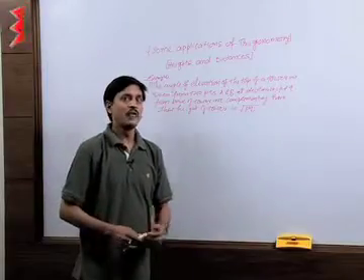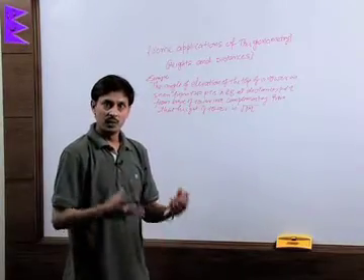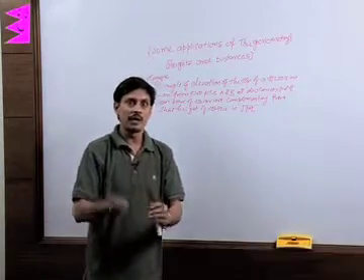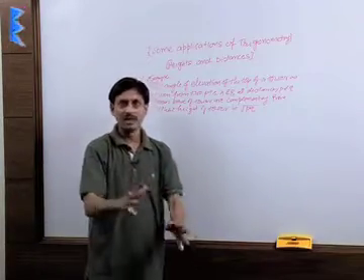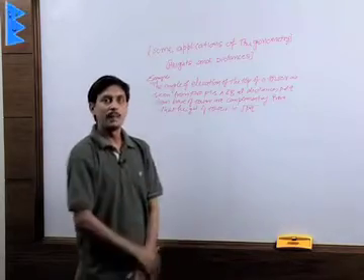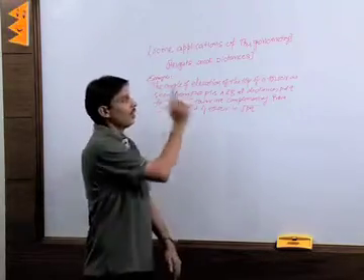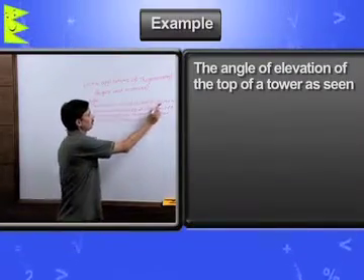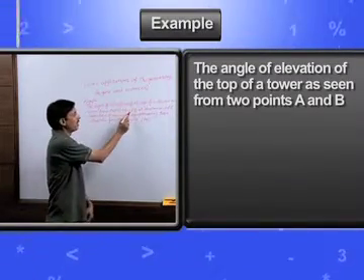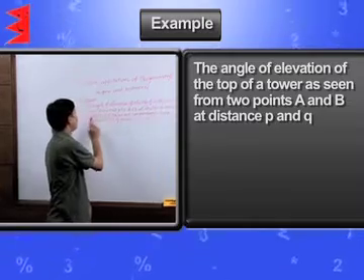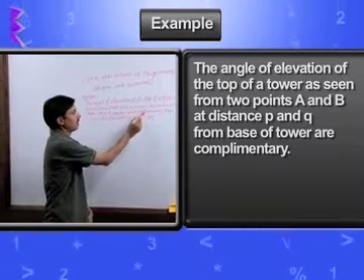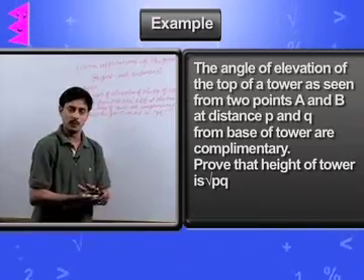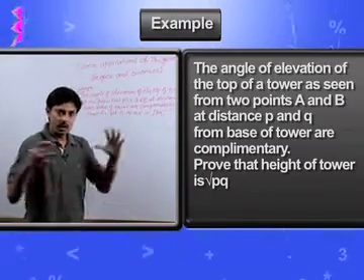Now I am taking one different type of example where some conditions are given, and again we will read the problem carefully, draw the diagram, apply the steps and get the answer. The example is: the angle of elevation of the top of a tower as seen from 2 points A and B at distances P and Q from the base of the tower are complementary. Prove that the height of the tower is root PQ. This is to be read in one go.